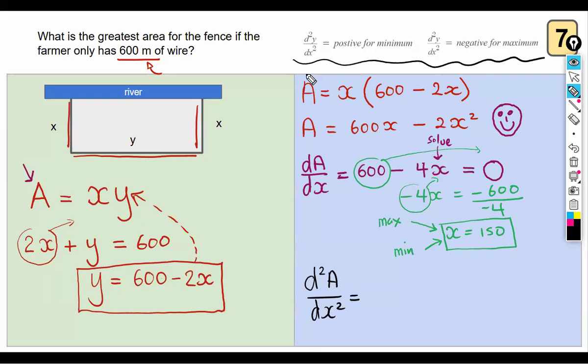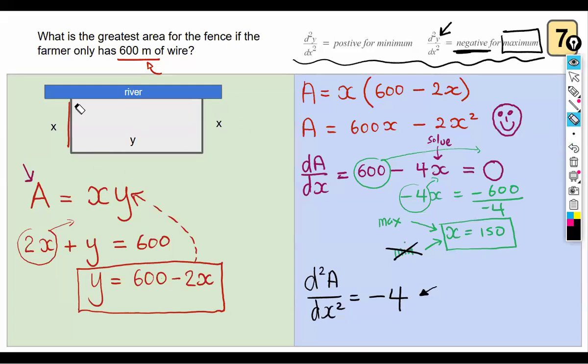You can do that in your head, right? You're going to get minus 4. Isn't this a negative value? When the second differential is negative, we are dealing with a maximum. So that means this value of x here will give you a maximum area.